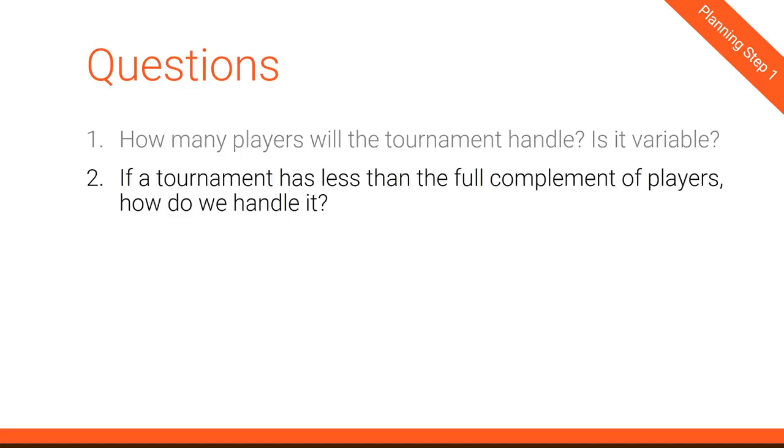Number 2, if a tournament has less than the full complement of players, how do we handle it? For example, if in my previous example I said, 4 players play, then the 2 winners of those games play each other, and that final winner is the overall winner. But what happens if we had 3 players? How do we do that? Or in the case of the NCAA bracket, what if they had 67 teams or 63 teams?